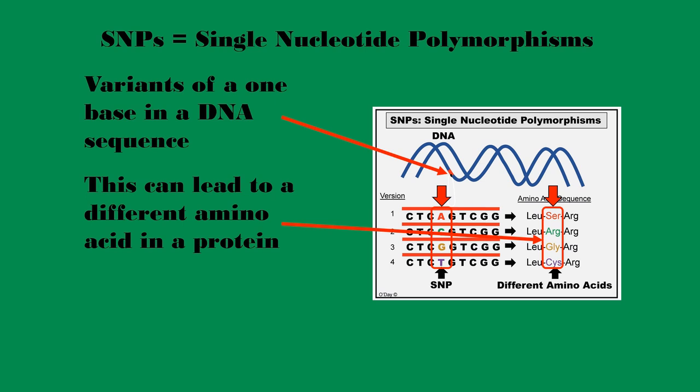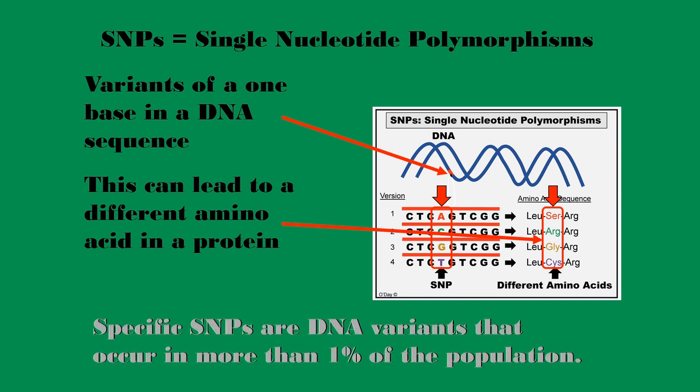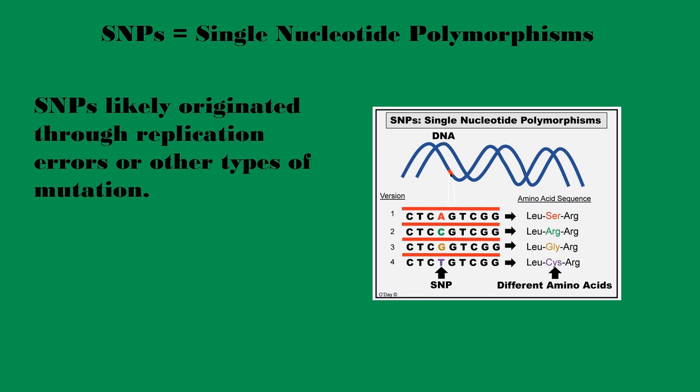SNPs are DNA variants that occur in 1% or more of the population, while regular mutations occur much less frequently. SNPs likely originated through errors in DNA replication or other types of early mutations.